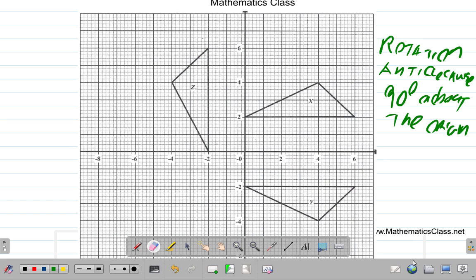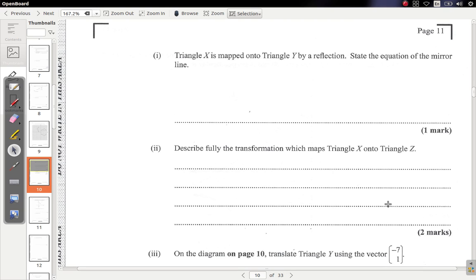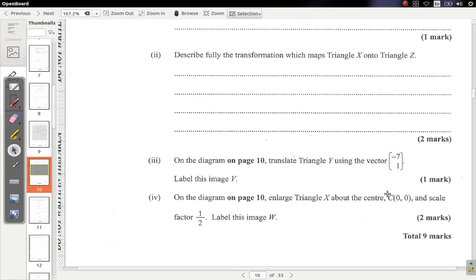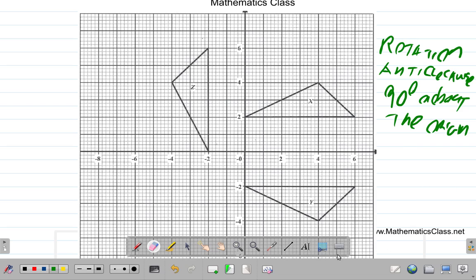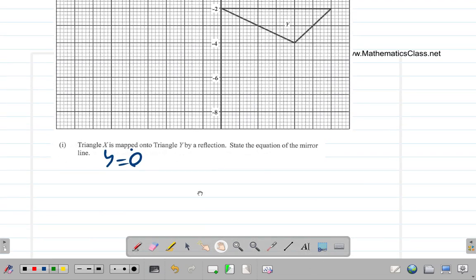Now, the next thing. It says on the diagram on page 10, translate the triangle Y using the vector -7, 1. Label it V. So let me just copy this and put it over. Copy and paste right here.